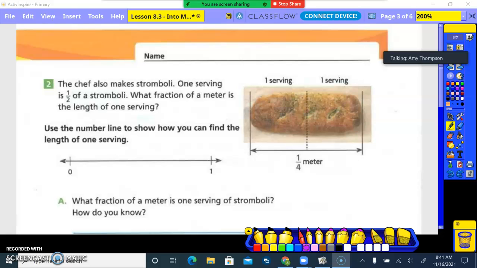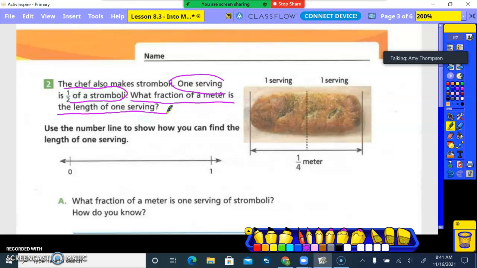The chef also makes stromboli. One serving is half of a stromboli. What fraction of a meter is the length of one serving? So one serving is half of the stromboli. What fraction of a meter is the length of one serving? So basically, we have a whole.